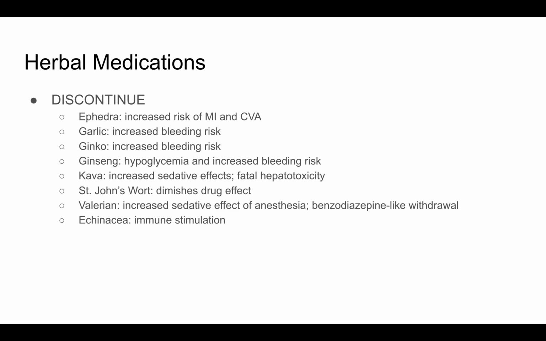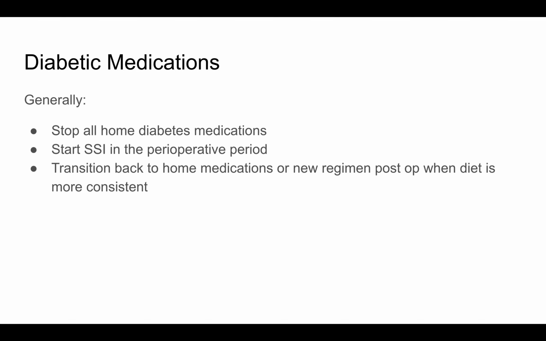Ginseng has an increased risk of hypoglycemia and bleeding risk. Kava kava has increased sedative effects. It has been associated with fatal hepatotoxicity in patients. St. John's wort interferes with your cytochrome P450 and interferes with drug metabolism. So a lot of these medications, for whatever reason the patient's taking them, have a lot of other important side effects related to surgery that should be stopped preoperatively.